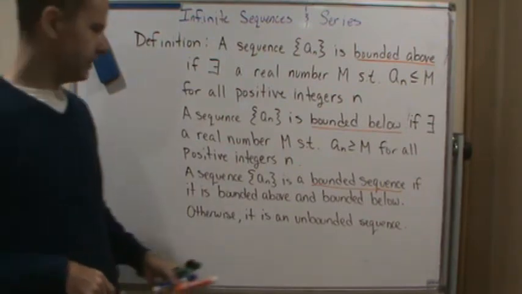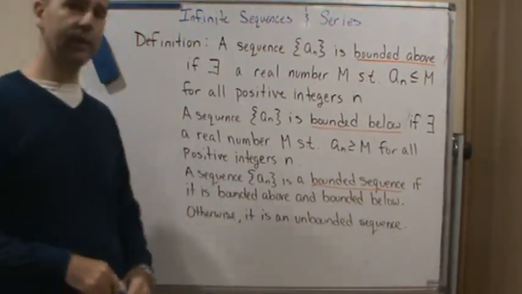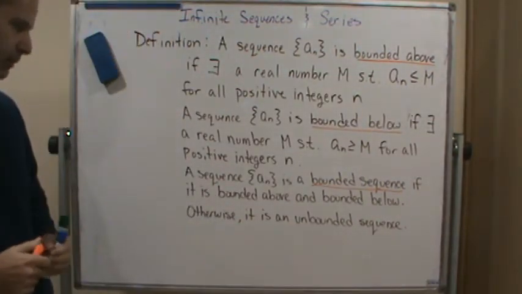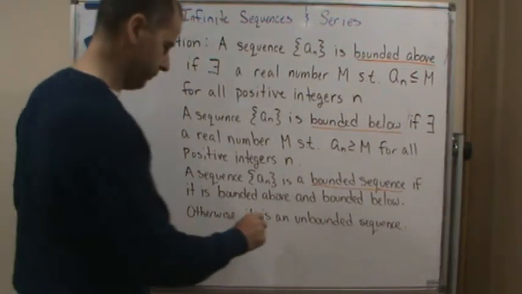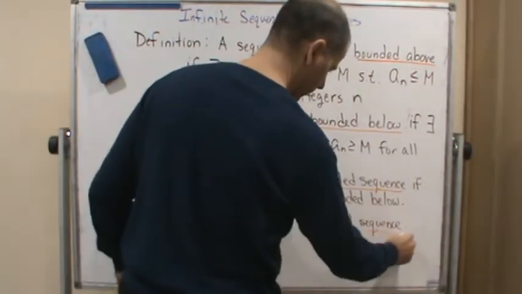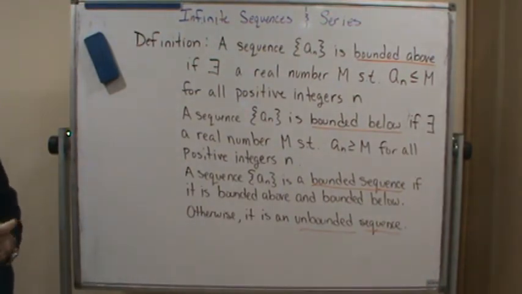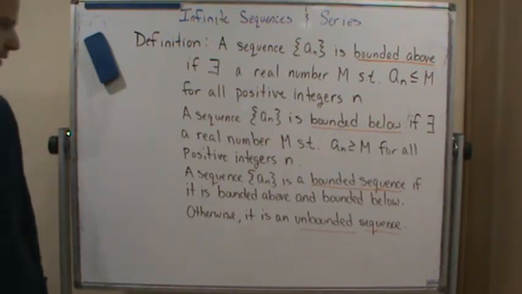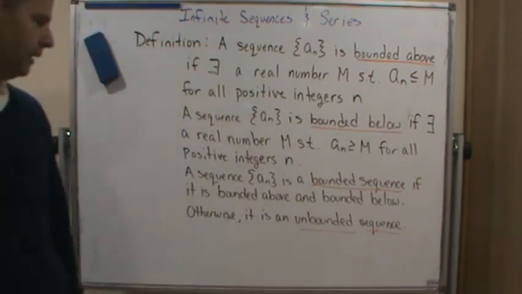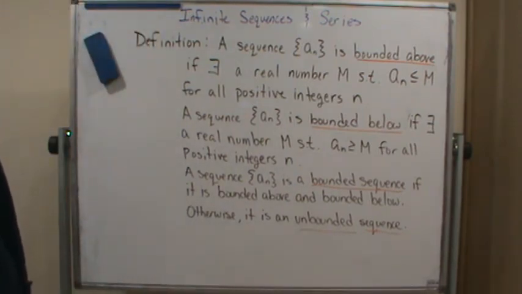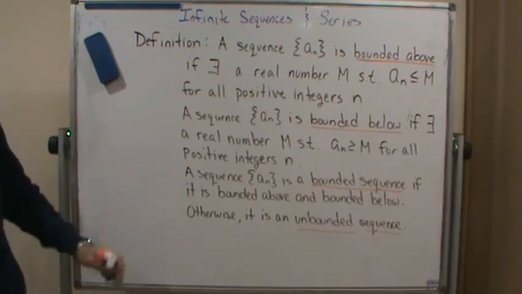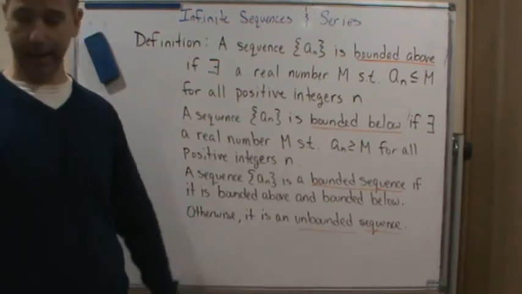And of course, if a sequence doesn't fall into any one of these, then it is an unbounded sequence. Okay? So if it's not bounded above and it's not bounded below, then we just say that it's an unbounded sequence. Okay? And obviously if it's an unbounded sequence, then it's divergent. Okay, so there's some terminology to understand.